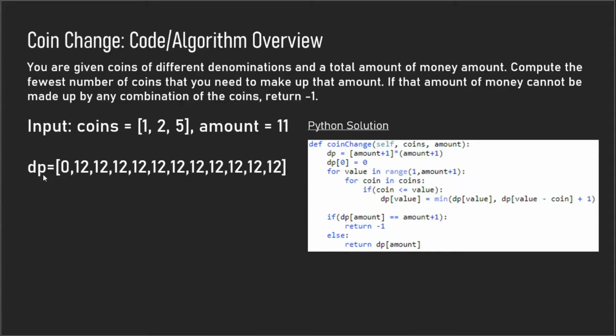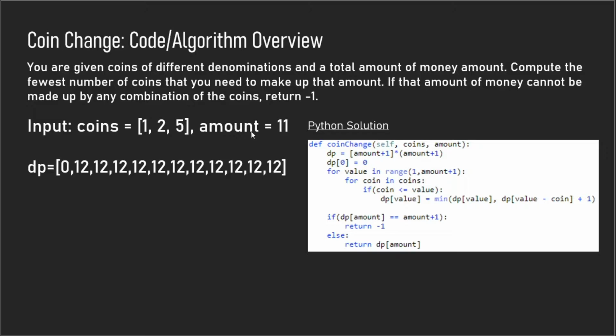So the initial state of the DP array will be 0 for the first index because that is already known. We know that to get to the amount 0, we need 0 coins, and the rest of the array will be filled with a value above the amount. Right now, it's filled with the amount plus 1, but keep in mind this can be any value that is above the amount. So essentially, the 12 right now is marking an invalid state. An invalid state is when the amount is impossible to reach with the given coin values.